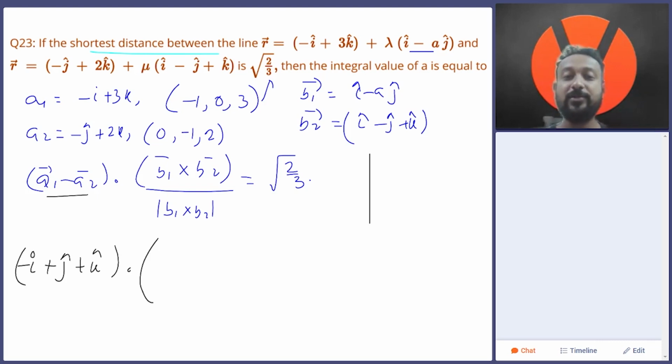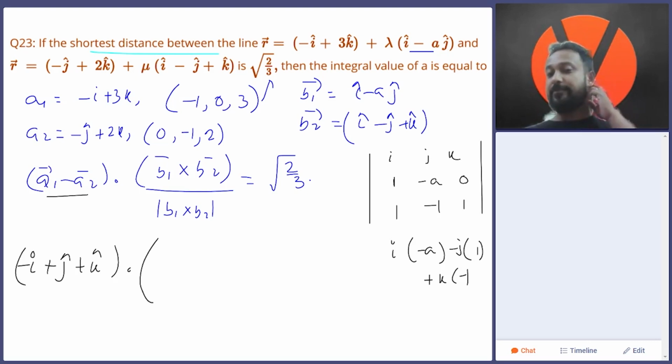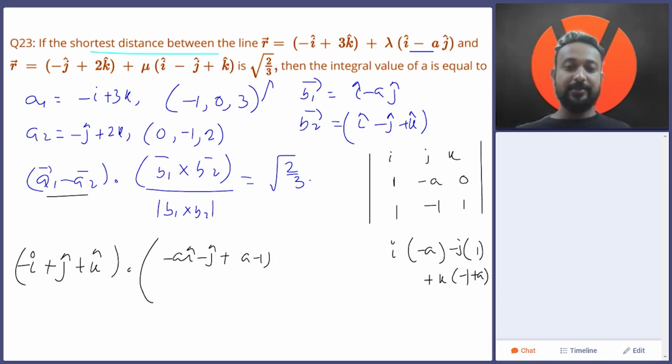So b1 cross b2 we have to find out now, cross. So i j k, sir. Then how much? i j k, 1 minus a 0, correct? 1 minus 0. Then 1 minus 1 1, b1 b2 we got. But sir, cross will be i into minus a. This part will be 0, minus j into how much? I think 1, correct, plus k into how much? K will be 1 into minus 1 is minus 1, minus a, that is plus a. Correct, beta? So I think, sir, we got minus a i minus j plus a minus 1 times k cap.